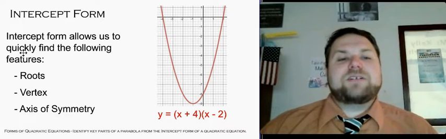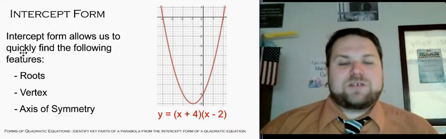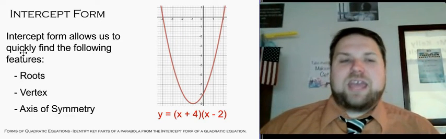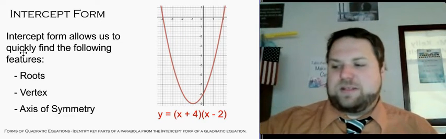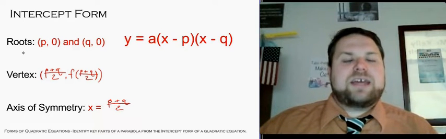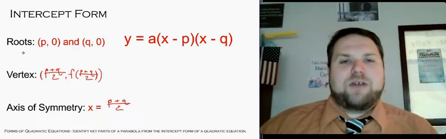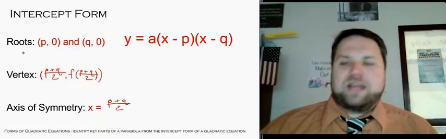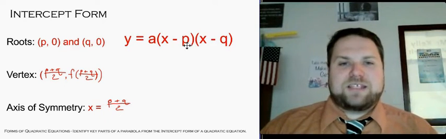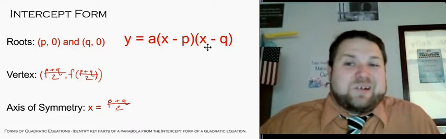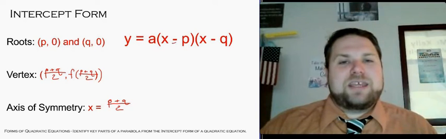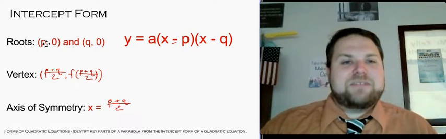We can also find the vertex and the axis of symmetry, but just as with standard form, there's a little more work involved with those. The thing we're most interested in is the roots. So here's what intercept form looks like: y equals a times quantity x minus p times quantity x minus q. The p's and q's get kind of confusing, but that's the notation we use. For the roots, all we have to do is find what p is and what q is, and then my roots are just p and q.